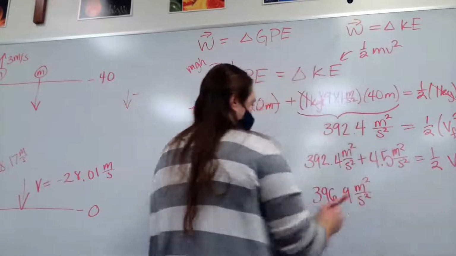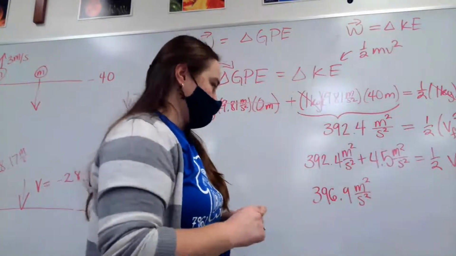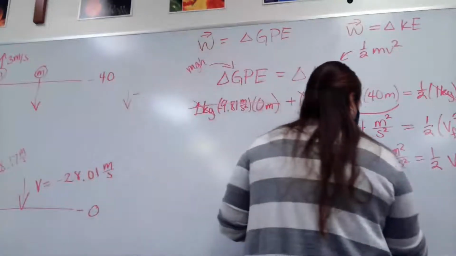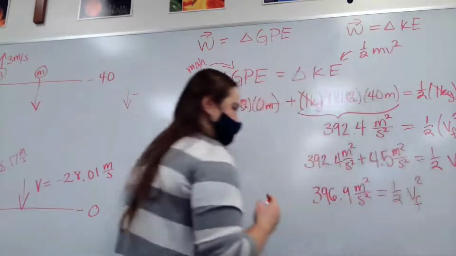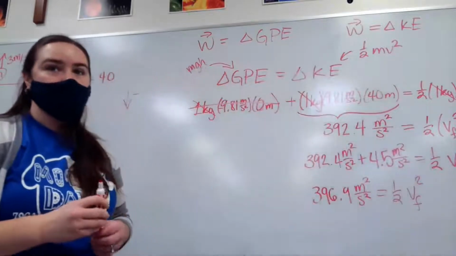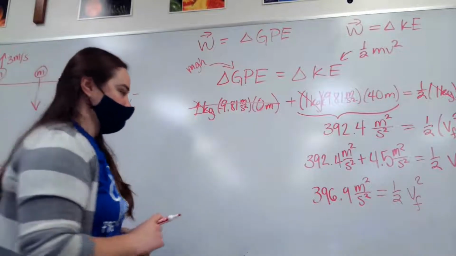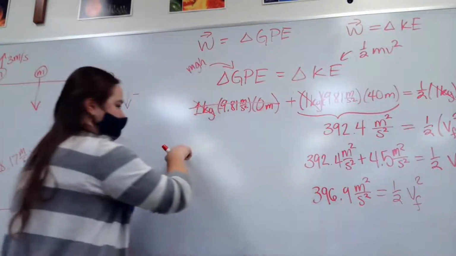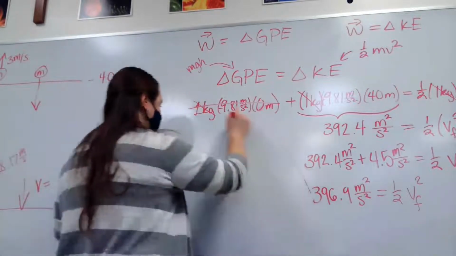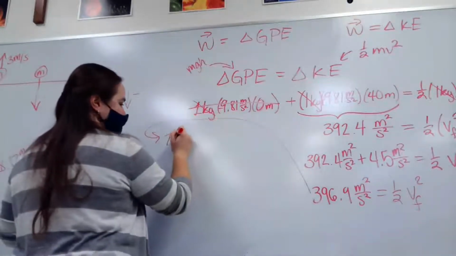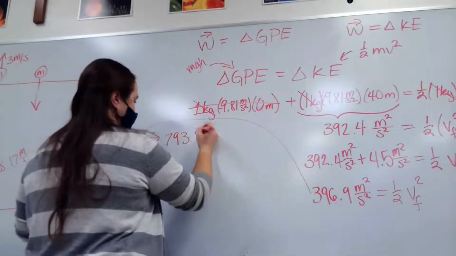Then we're going to multiply this by 2 to get rid of that 1/2, which is going to give us 790. Do you guys mind if I move up here? I know I'm kind of going backwards, but we're running out of space. So it's 798? 793.8. Okay.